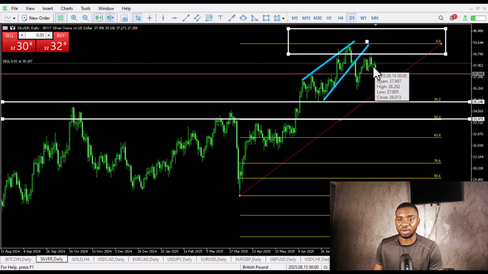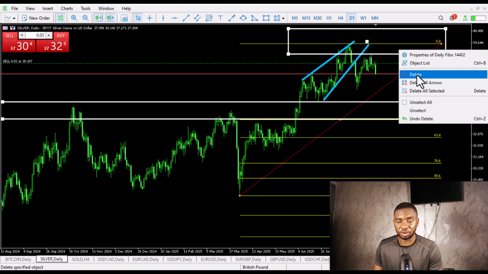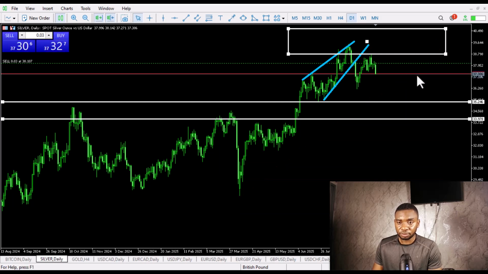On a normal day, I would have bought like 0.06 lot size. But as it is now, I'm okay with this. There is no need risking so much. So as it is, I'm going to allow this to run out.